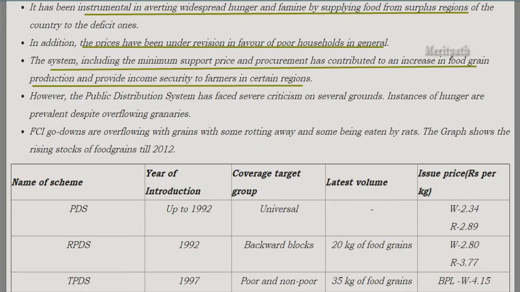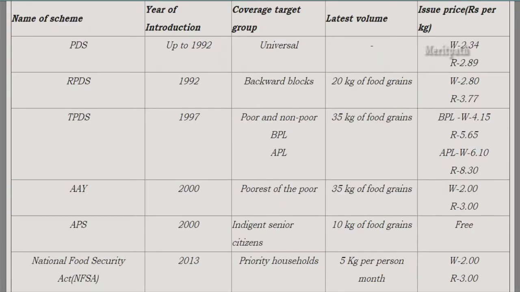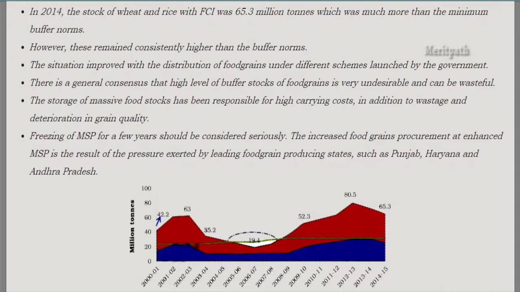So this chart shows us the rising stock of food grains. This chart shows us the different schemes, their year of introduction, their latest volume and the cost per kg. In the year 2014, the stock of wheat and rice with FCI was 65.3 million tons, which was much more than the minimum buffer. So these remained consistently higher than the buffer norm.